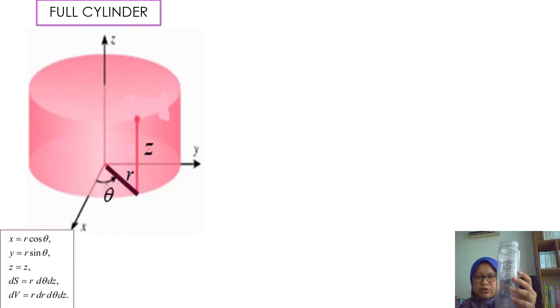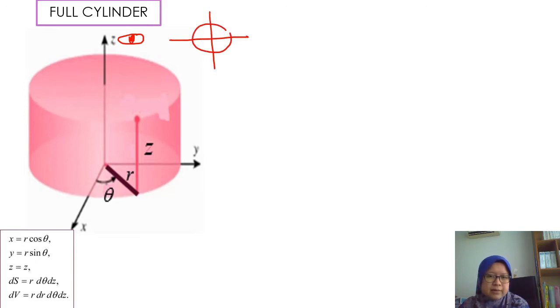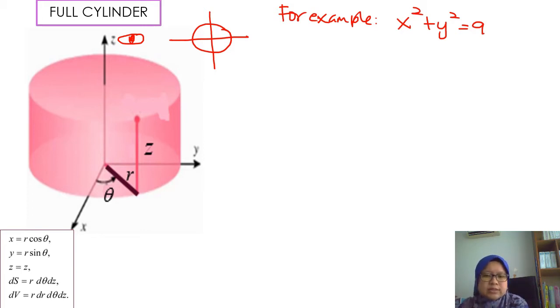But in 2 dimensions, you imagine your eyes are here. You view this cylinder in 2 dimensions, viewed from the z-axis. You can see this cylinder is a circle. Am I right? The circle, for example, has the equation x squared plus y squared equal to 9. So in 2 dimensions, this cylinder looks like a circle formed based on the equation, for example, x squared plus y squared equal to 9, right?